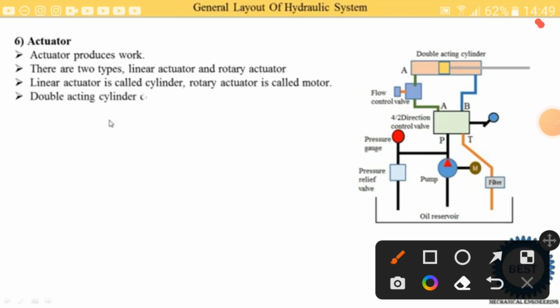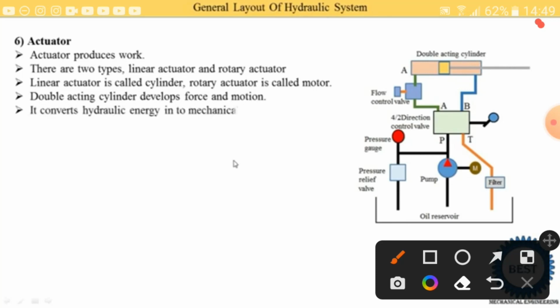Double acting cylinders develop force and motion. Here we supply some quantity of oil and it is converted into mechanical motion. So this piston reciprocates, and with this piston the connecting rod also reciprocates, and here some force is created. So how is the amount of force determined? It has an equation. Force developed is equal to pressure of oil into area of the piston.